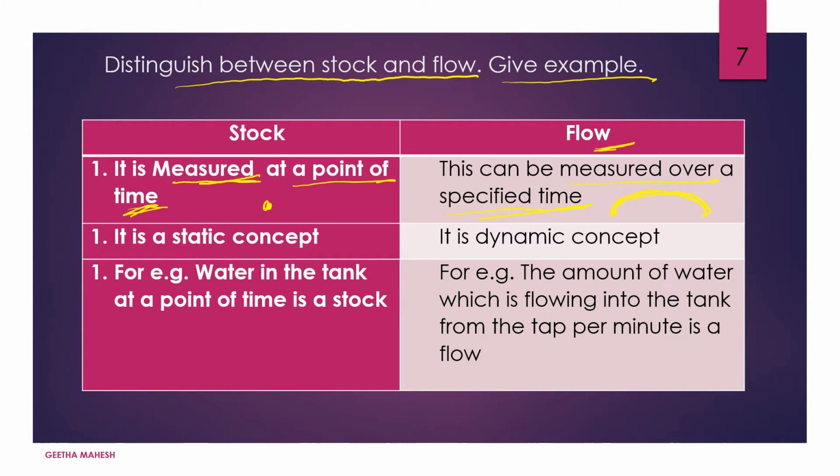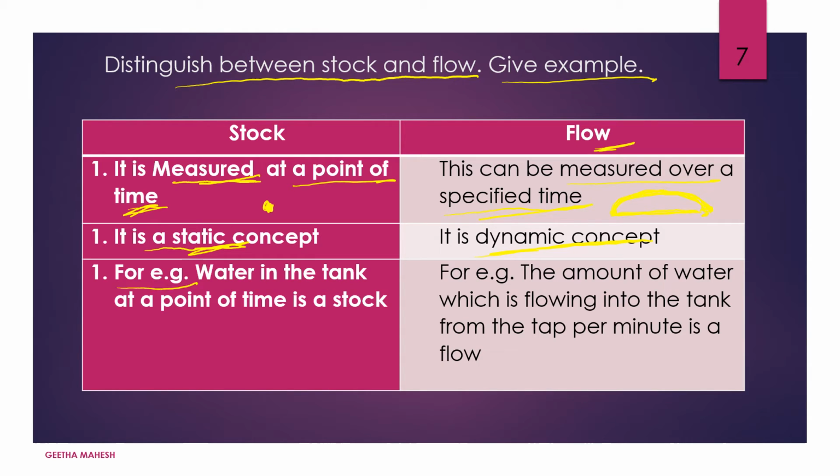Stock is known as a static concept, as it is measured at a point of time. So you will get an exact value and there won't be any change. Whereas flow is measured over a period of time. In that situation, there may be a possibility of change from beginning to end of the period. As there will be a change, it is known as a dynamic concept.